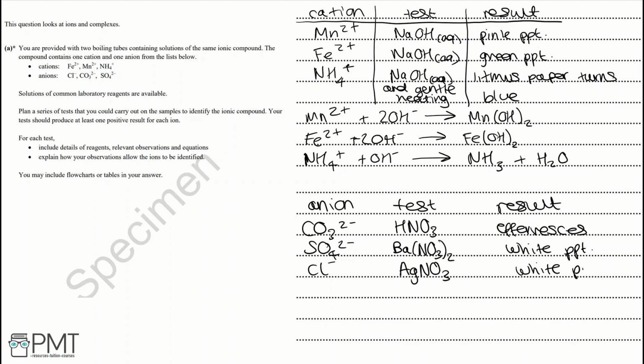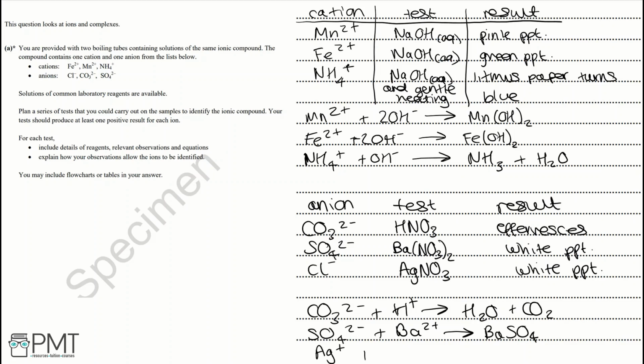Now we need to write the equations, so we're going to have the carbonate ion react with H+ to form H2O and carbon dioxide, H2O meaning water. Then we're going to have our sulfate ion react with barium 2+ to form barium sulfate, which is the white precipitate we've recorded as our result. Finally, we're then going to have our silver +1 or Ag+, and our chloride ion or Cl- react to form silver chloride.